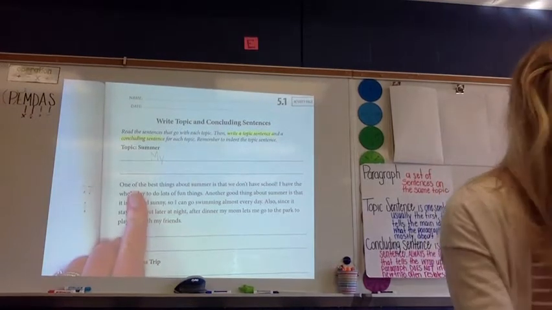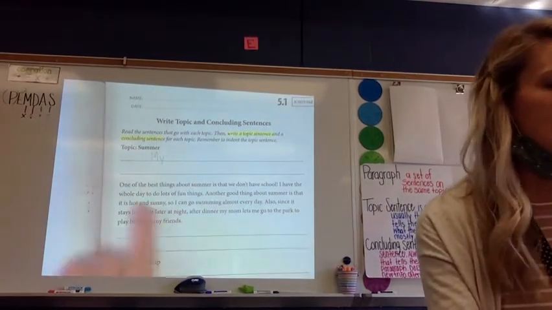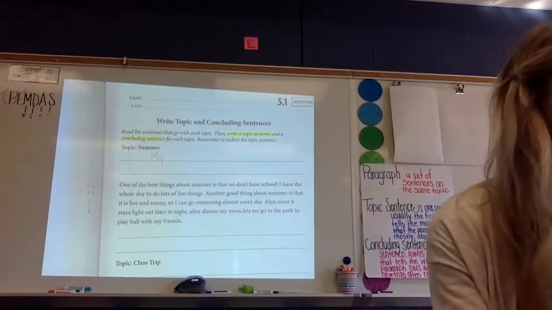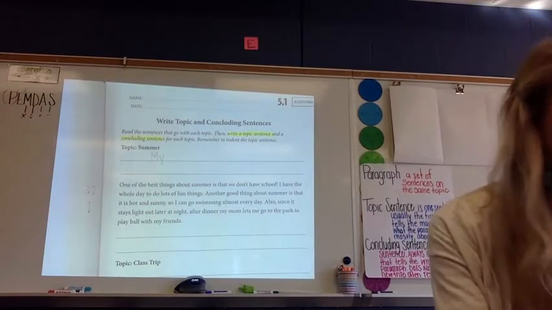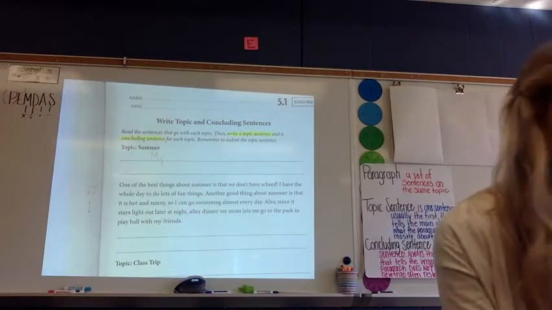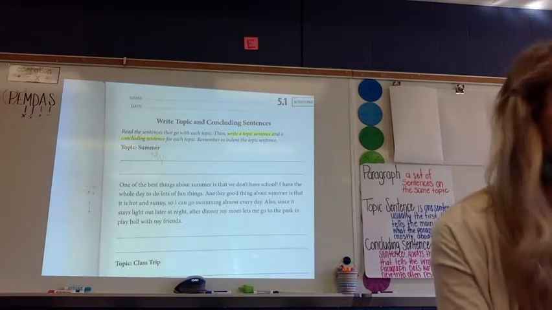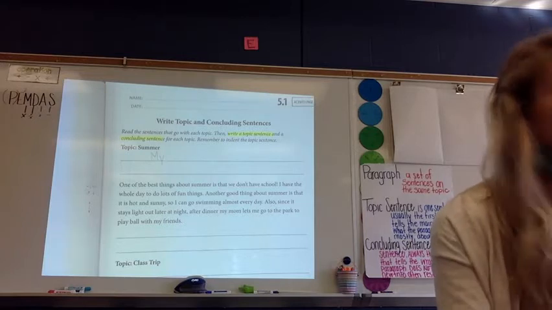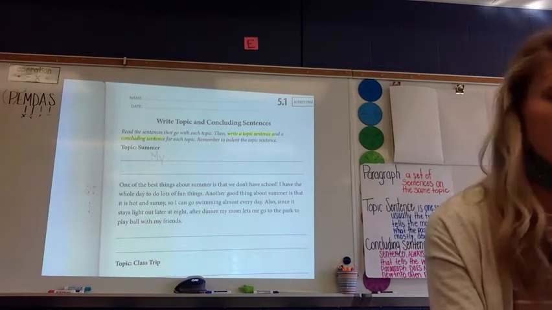If the main part of our paragraph says, one of the best things about summer is that we don't have school. I have the whole day to do a lot of fun things. Another good thing about summer is that it is hot and sunny, so I can go swimming almost every day.